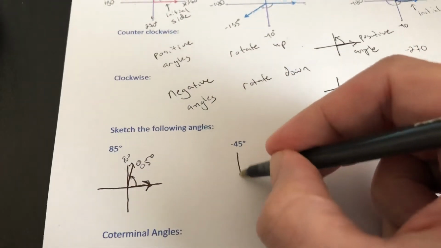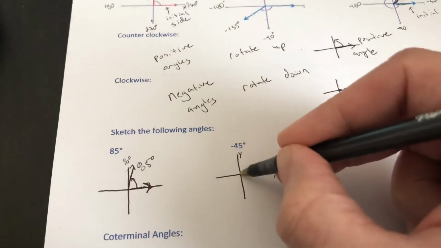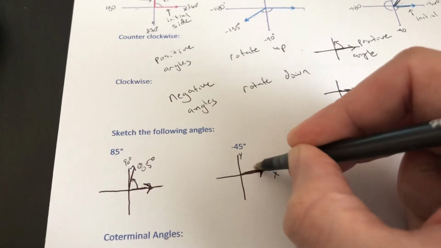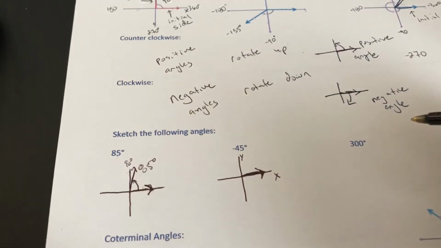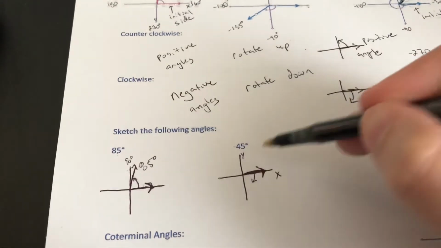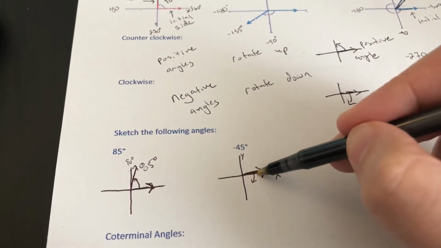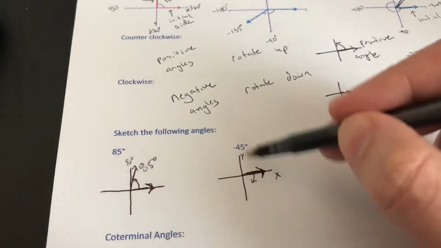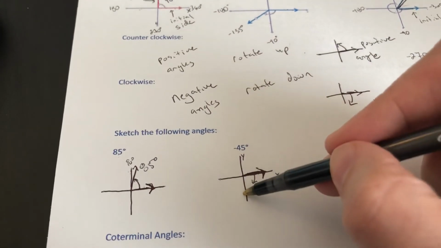Okay, next one. Here's my XY plane. Okay, draw that initial side. It's always in the same location. It's always that positive x-axis. Okay, it's negative. If it's negative, are we rotating up or down? Okay, we're going to rotate down. So I rotate down, and then it's just about seeing where 45 is in comparison to our other reference angles. Well, if this is 0, and I'm rotating down, this would be a negative 90 degree angle. Well, where is negative 45 in comparison to 0 and negative 90?